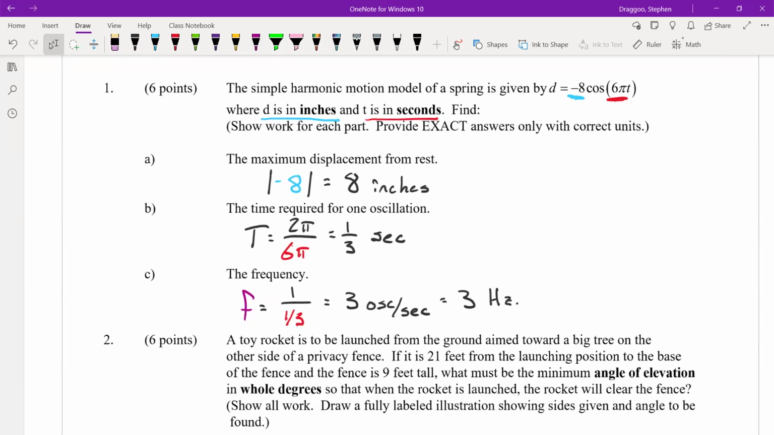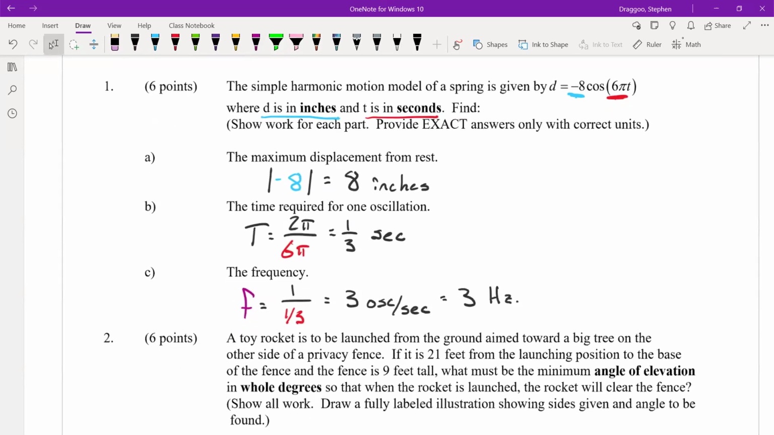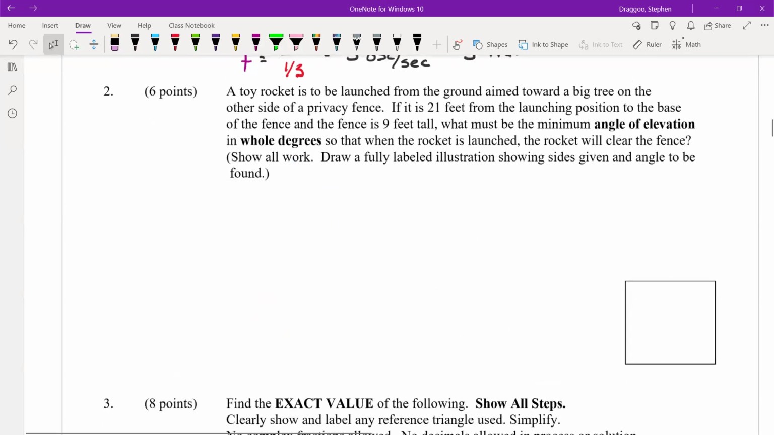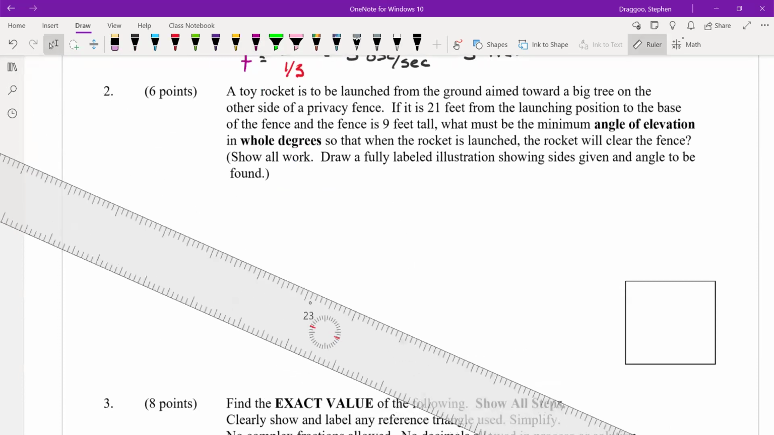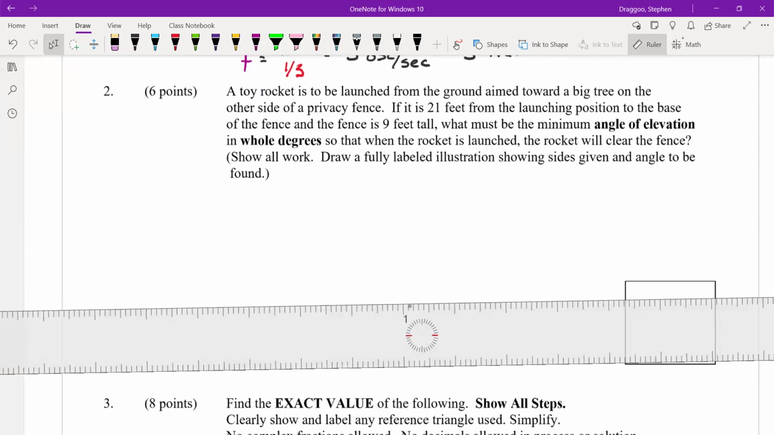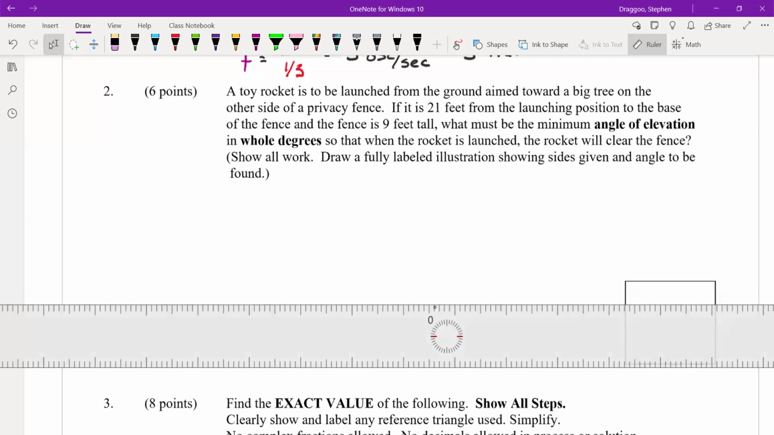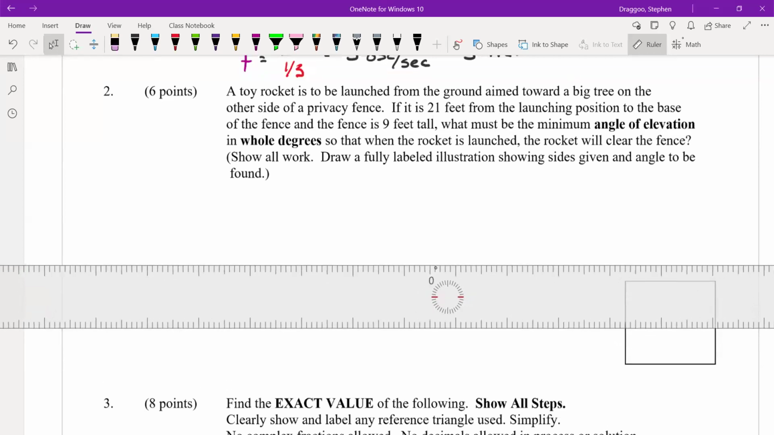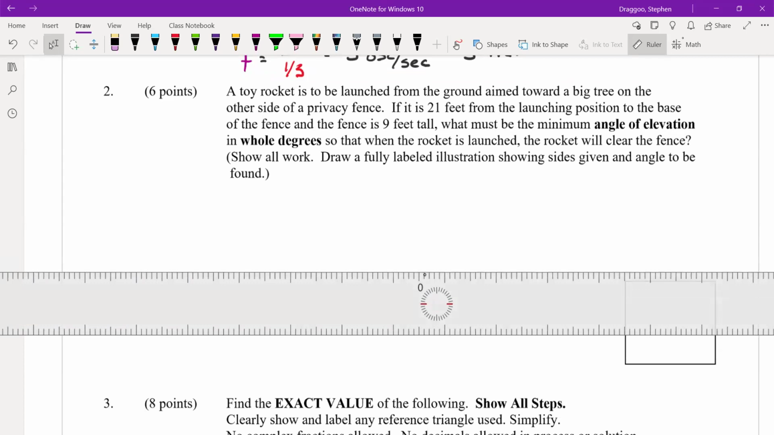All right, and that's question number 1. All right, question number 2. We've got a toy rocket that is going to be launched from the ground, aimed toward a big tree on the other side of a privacy fence. It's 21 feet from the launching platform to the base of the fence, which is 9 feet tall. We'll try to find the minimum angle of elevation we need to clear this fence.